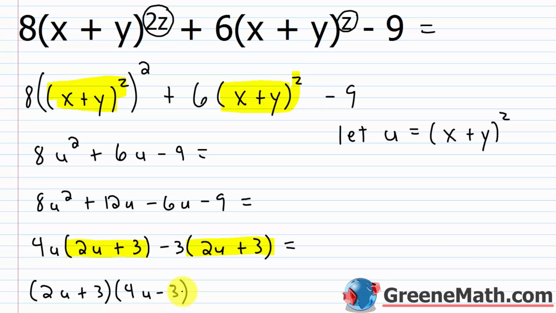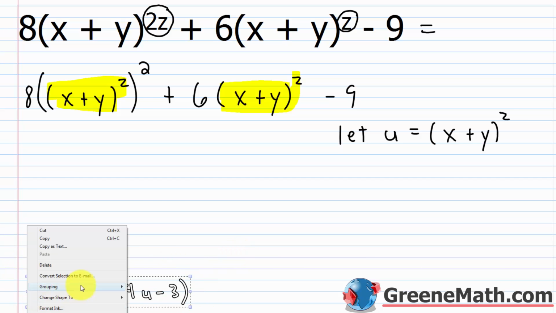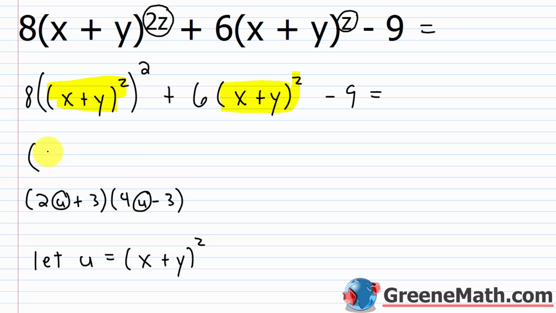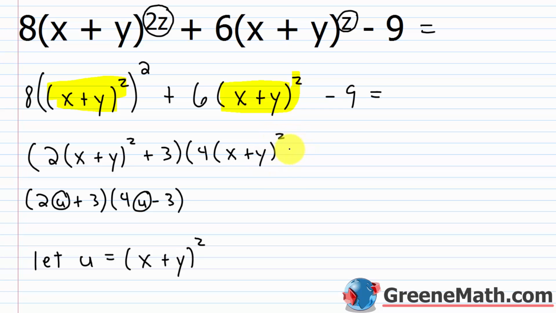Okay, so I'm not done. Let me erase all this and slide this up a little bit. Wherever I see a u, I'm going to plug this back in. So inside parentheses, we're going to have 2 multiplied by, in place of u, x plus y raised to the power of z. This has to be inside parentheses because 2 is multiplying the whole thing. Then plus 3. And then I have another set of parentheses, 4 multiplied by, again, x plus y raised to the power of z, and then minus 3.